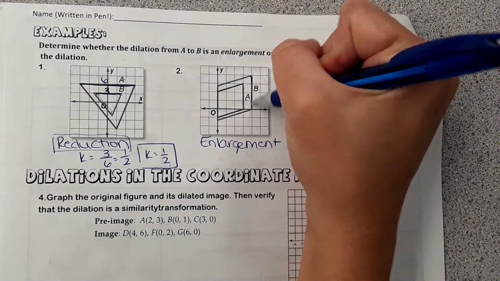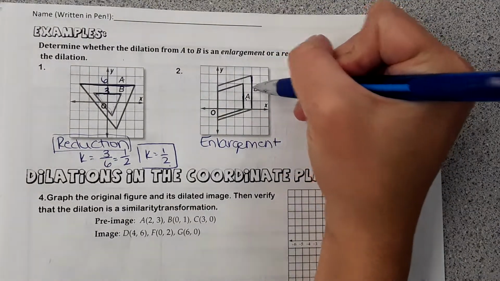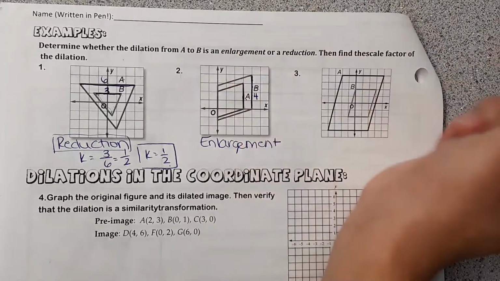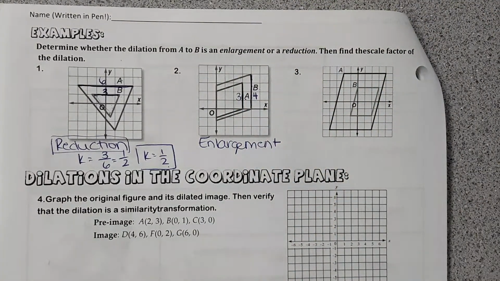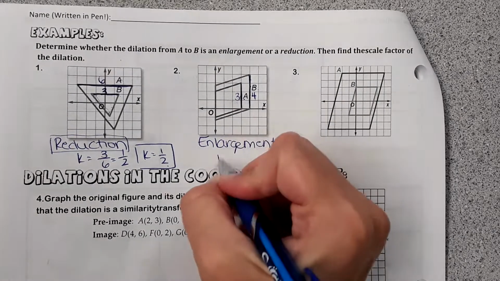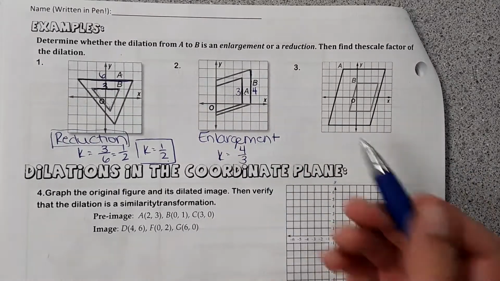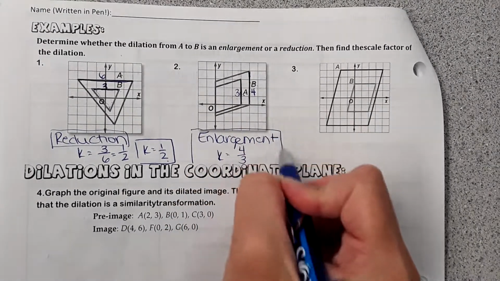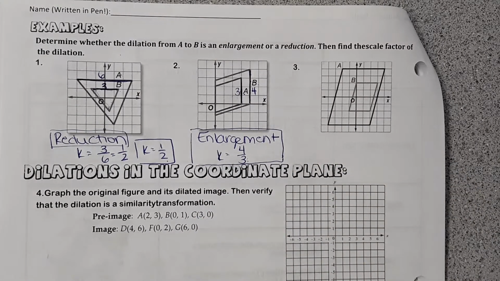Pick a set of corresponding sides, maybe this side to this one. 1, 2, 3, 4. 4 units there, and 3 units here. So you're doing the image over the pre-image, so 4 over 3. K equals 4 over 3. You would reduce this if you could, but we can't, that's it. And K has to be larger than 1, and 4 divided by 3 is more than 1, so we're good.